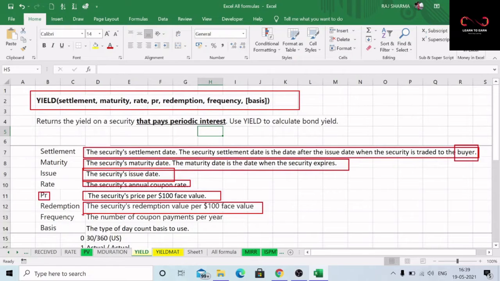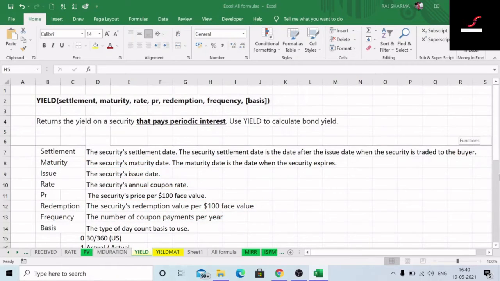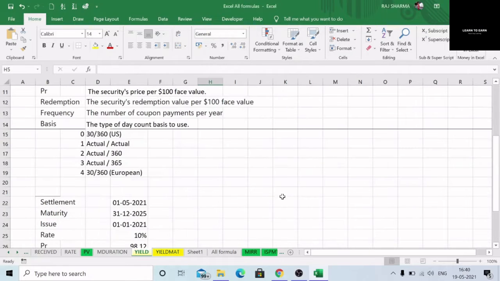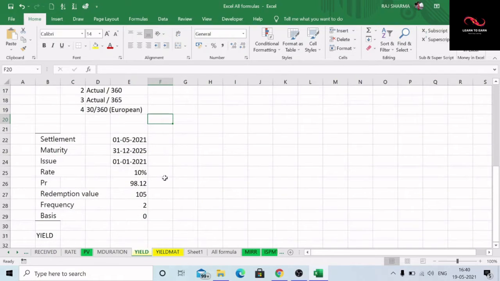And then frequency is the frequency of coupon payment, whether it is half yearly, quarterly or what. Then basis is the day count convention. So whether we are using 30 by 360 basis or actual by 365, that we need to choose, and then accordingly we need to put these figures in that particular column. So let us try to understand it by an example.